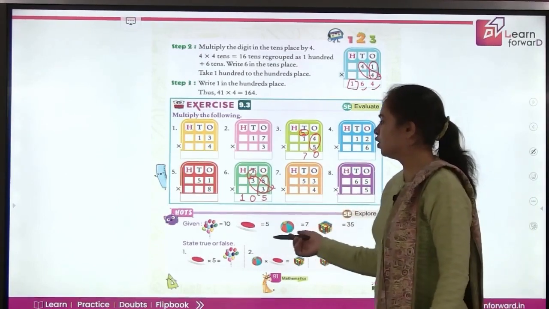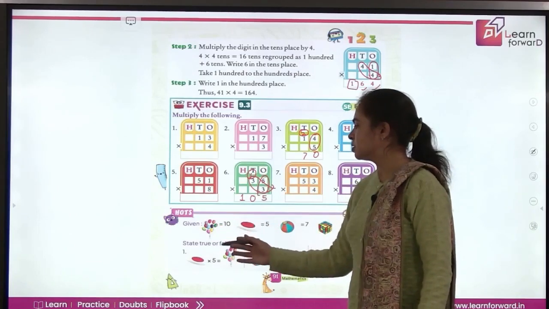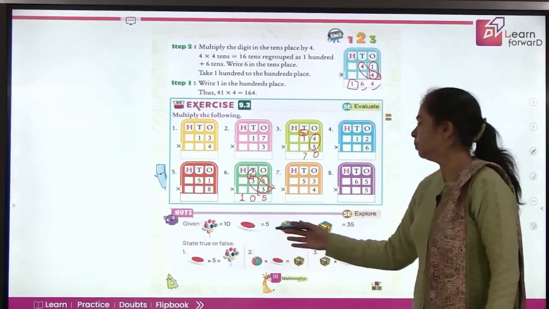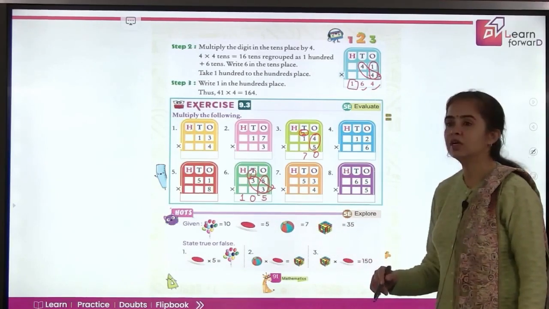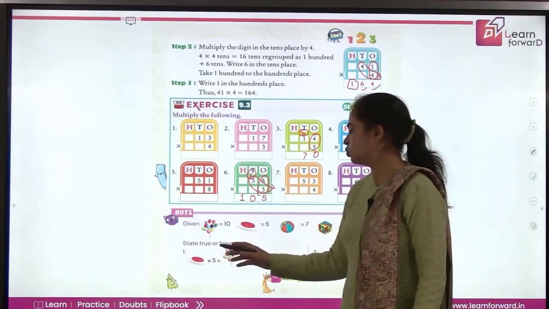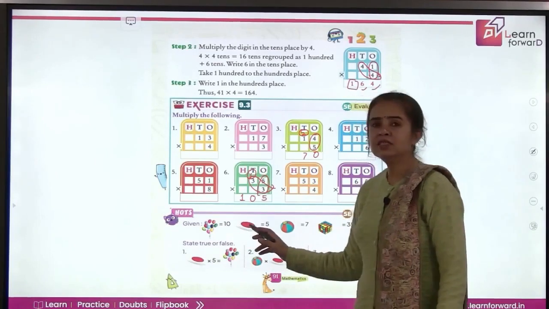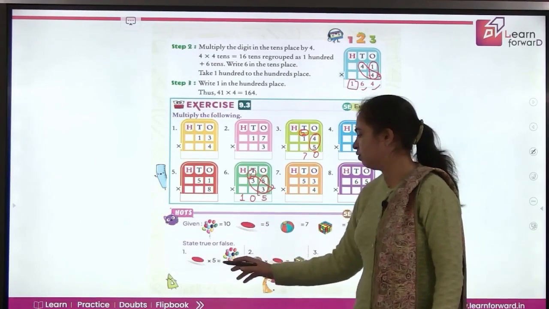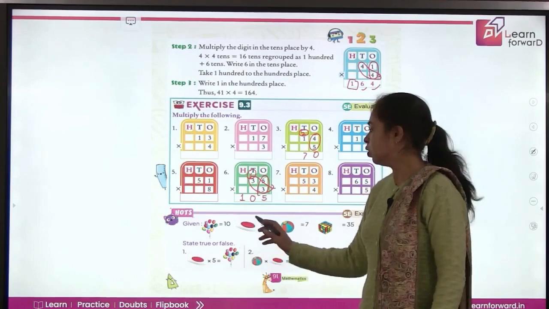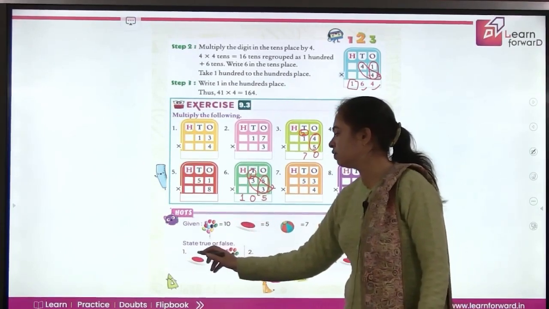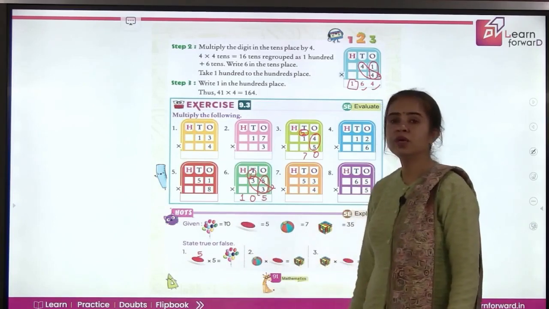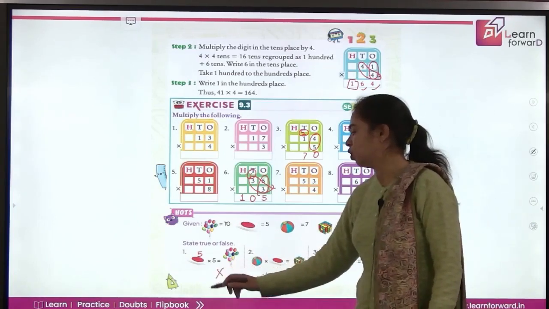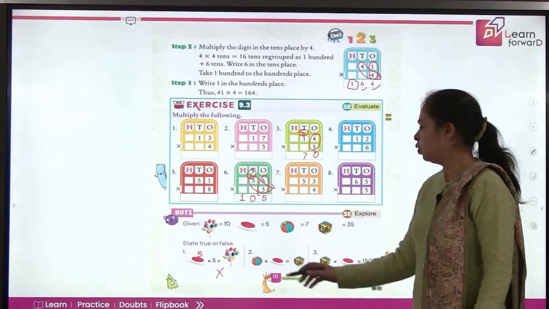Now HOTS for you. It is given that this string has 10 balloons. Then this is equal to 5. This is equal to 7 and this is equal to 35. So you have to state true or false. Is this one disc multiplied by 5 equal to this? So it already shows this is equal to 5. So how much is 5 times 5? 25, but this is showing 10. That means it is not correct. It is false. Look at the next one.